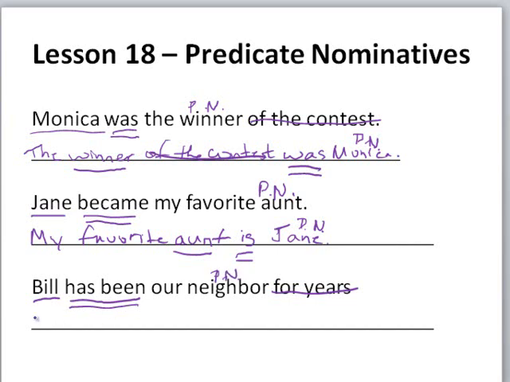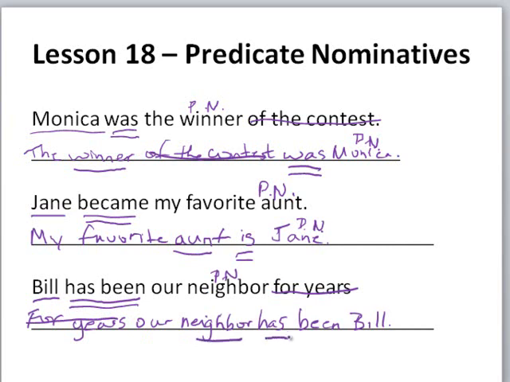I'm actually going to put the prepositional phrase first. For years, our neighbor has been Bill. And for years is the prepositional phrase. Neighbor is the simple subject. Has been is the simple predicate. Bill is our predicate noun or predicate nominative.